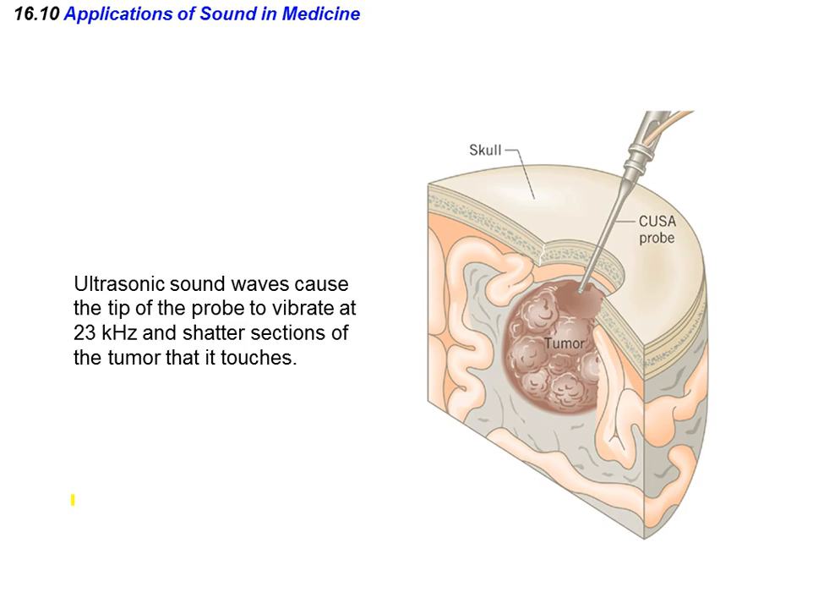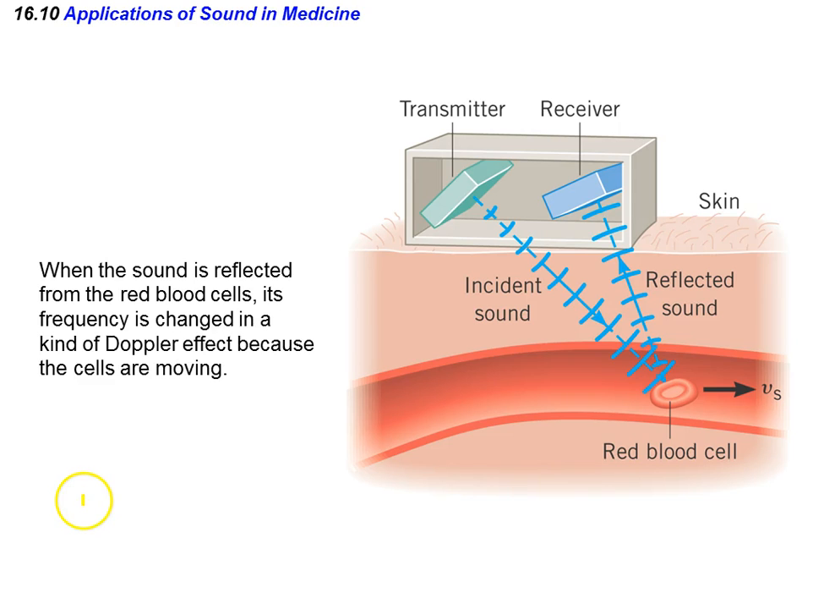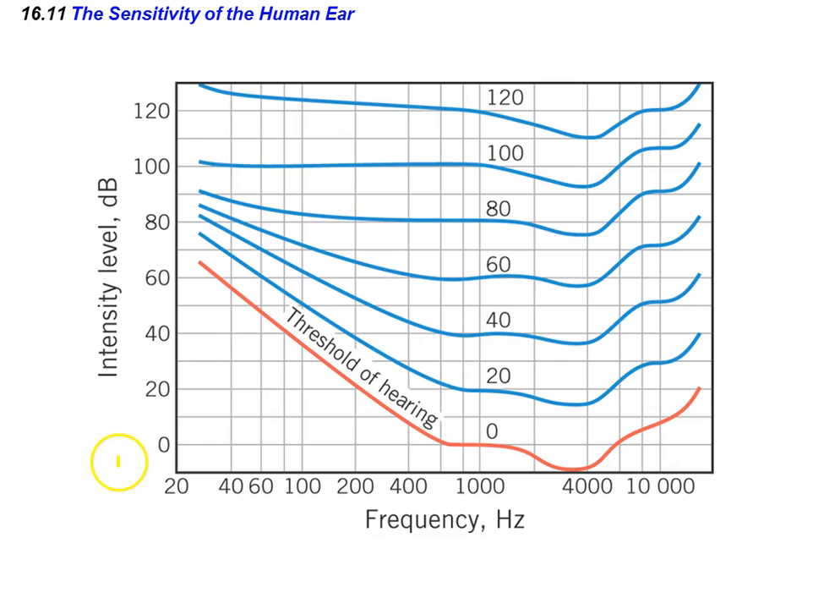Or sometimes we use them to break up things like kidney stones or stuff like that we want to shatter into smaller pieces. We can also use the Doppler shift to get flow rates of our blood, and we can measure to see how fast the red blood cells or white blood cells are flowing through your veins. It's sending a pulse, bouncing that off, and receiving it, and we can see the shift, and we know how fast these blood cells are moving through your veins.